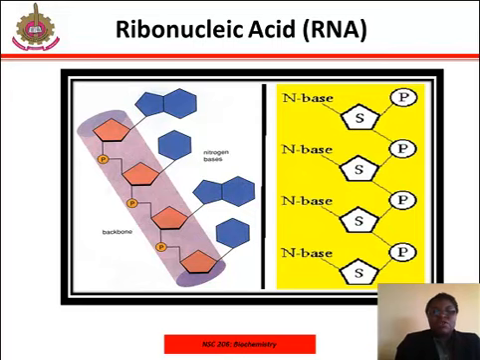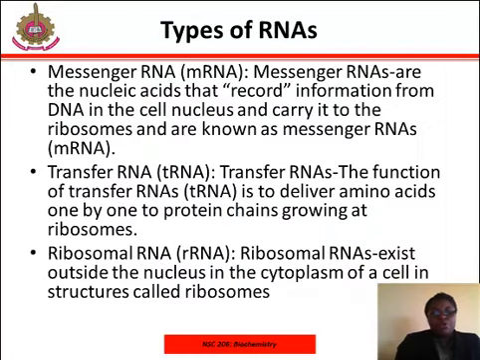RNA is found in the nucleus and cytoplasm, and it has a linear single strand of nucleotides. RNA contains ribose sugar and the nitrogenous bases adenine, uracil, cytosine, and guanine. The RNA backbone is made of the ribose sugar and the phosphate group.